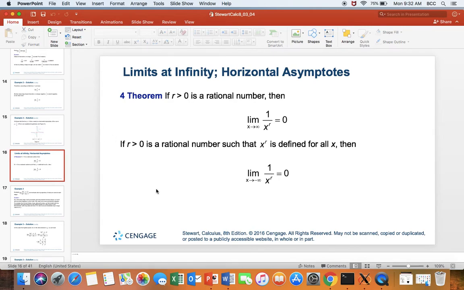Okay. Here is a theorem, important. For any positive rational number r, the limit of 1 over x to the r is 0. Okay, this is very important. 1 over x to the rational number. A rational number can be a fraction, 1 over 3, 2 over 5, and so on. So not just 1 over x, but 1 over x to any positive rational value, the limit approaches 0. Okay, this is a major theorem.